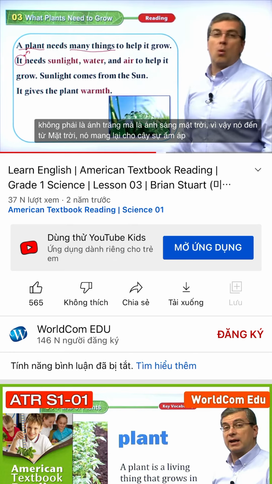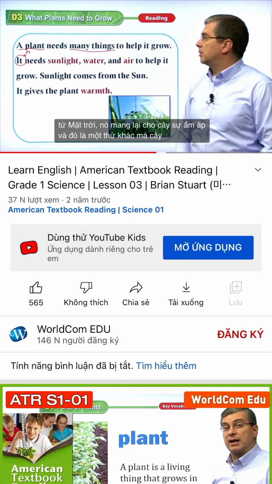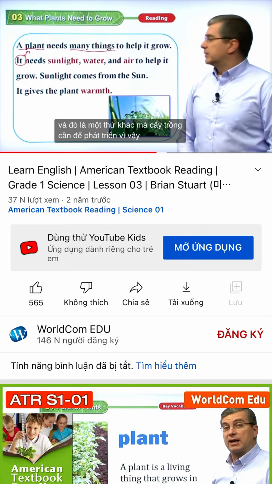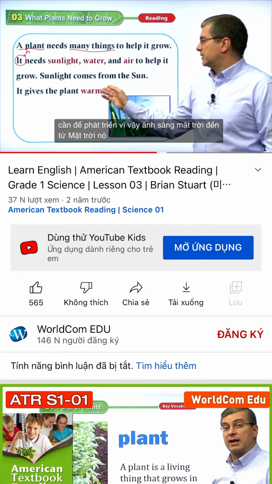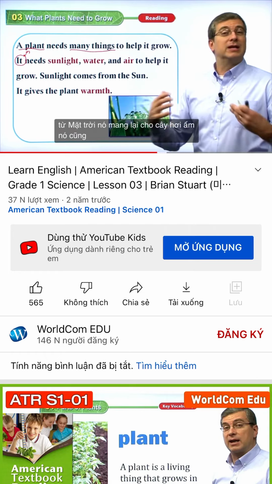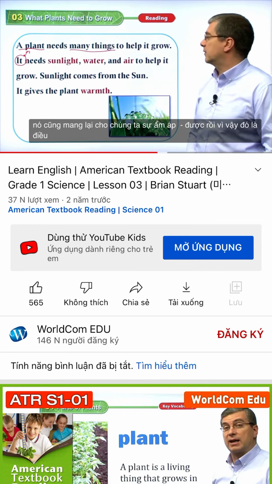It gives the plant warmth. And that's another thing that a plant needs to grow. So sunlight comes from the sun. It gives the plant warmth. It also gives us warmth too. Okay, so that's the first thing.